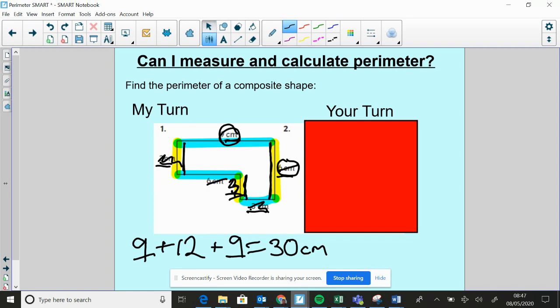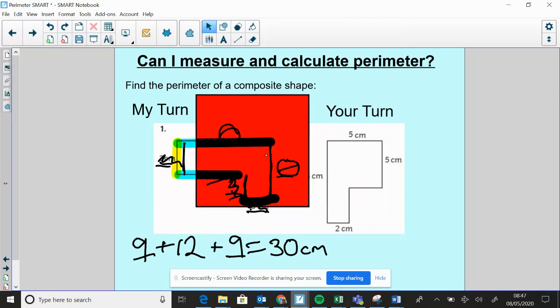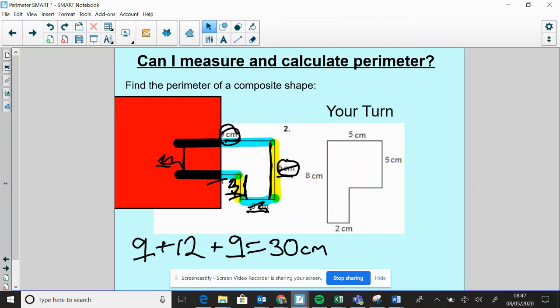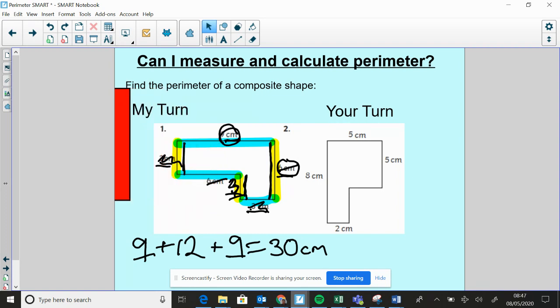All right, guys, time for you to have a go. Once I reveal this, pause the video now and think about what's missing, which sides are missing. Rewatch my example if you can't quite remember how to do it. And off you go. Give it a pause, give it a go.